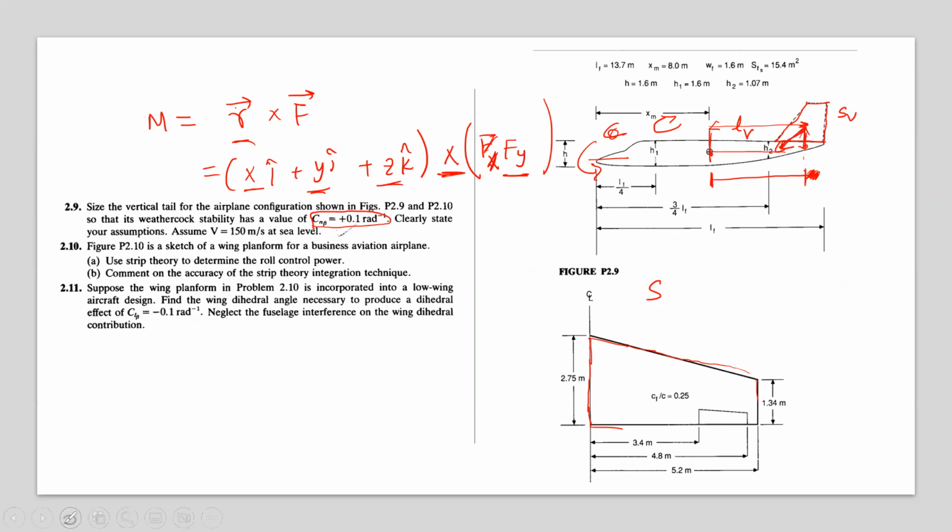The point I want to enforce in your mind is that this vertical rudder, the vertical tail which you're designing, not only affects the motion in yaw, it also affects the motion in roll. So it's non-zero, but it is small.